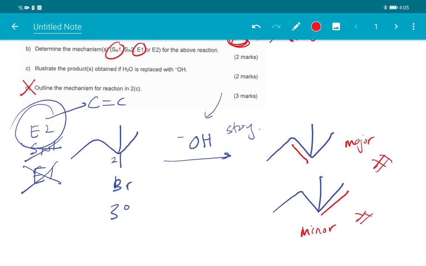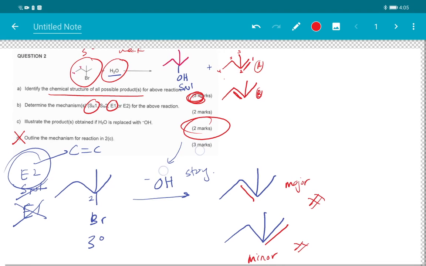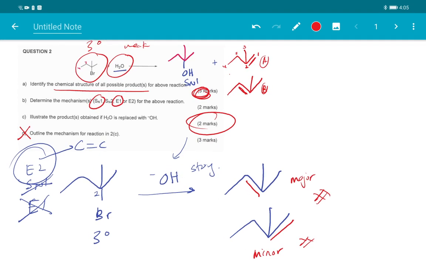As you can see here, the marks given is 2 marks. Okay, that will be the discussion for this question. Moving on to the next question.